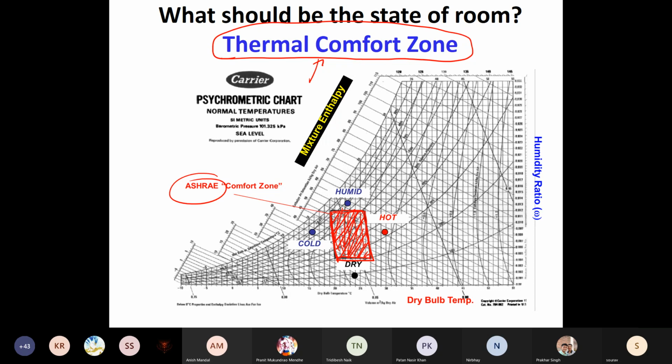Definitely your AC will operate at one particular set point only. If it is within this region, most of the people will feel comfortable. If you go beyond this, you will feel hotter. If you go this side, it is cooler. If you go down, it is drier. If you go up, it is humid.